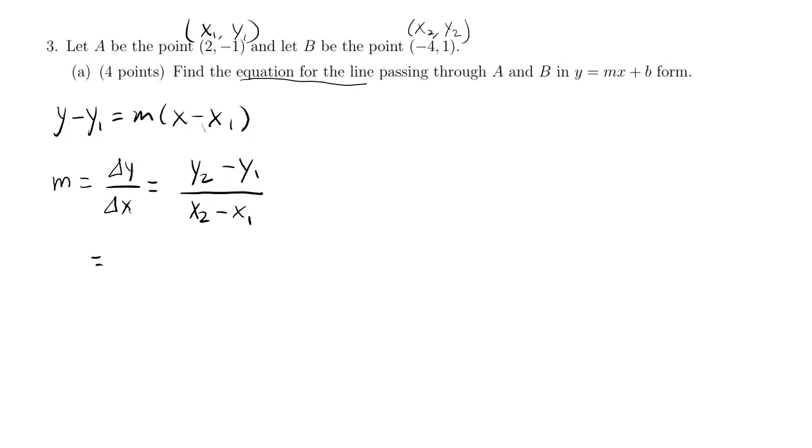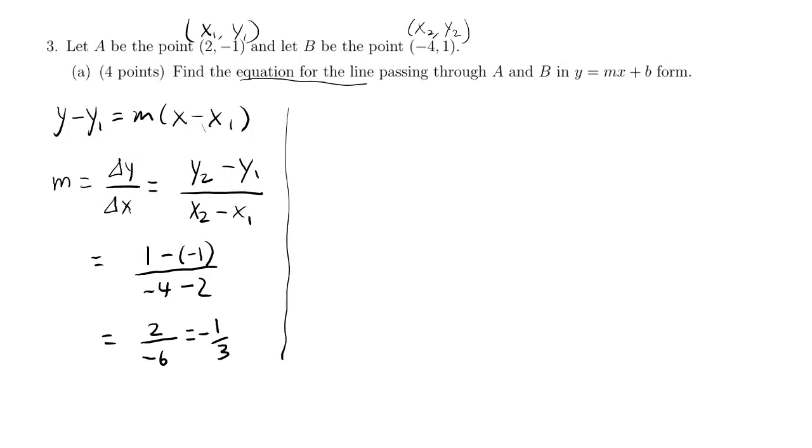Okay, let's actually calculate this. y2 is 1. y1 is -1, so you need to put a parenthesis. It's negative of -1. And then x2 is -4. x1 is 2. Negative of negative is positive, so you have +2. -4 minus 2, that's -6, which is -1/3. Okay. So that's your slope.